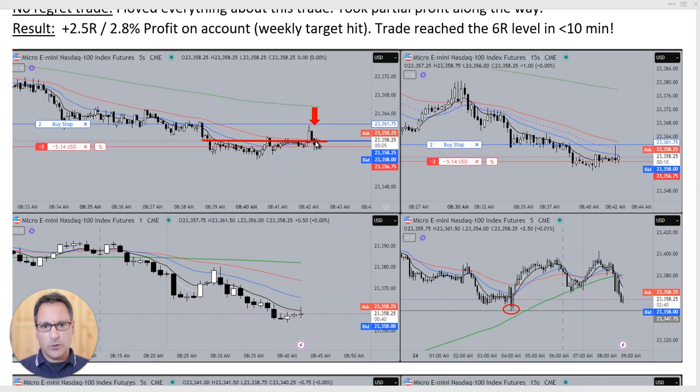Now let's have a look. This is the entry. This is the stop. Stop is nicely protected behind the 21 moving average as stop protection, and we're in a nicely trending environment.